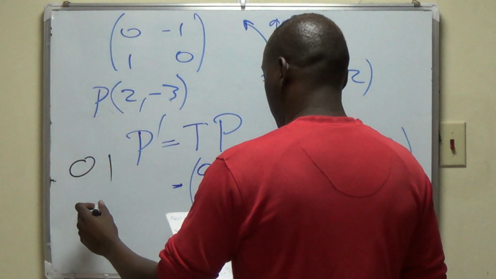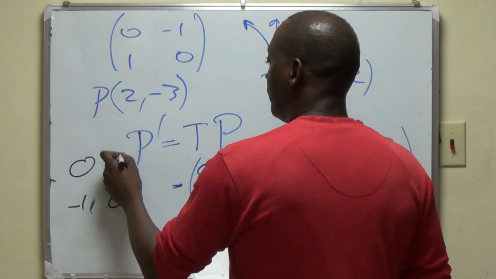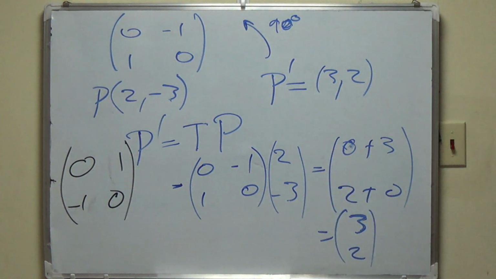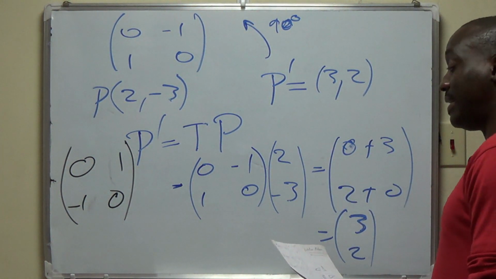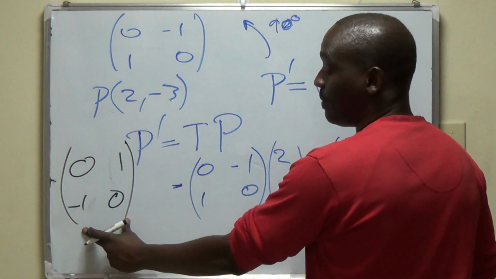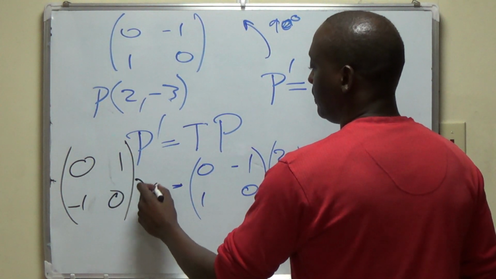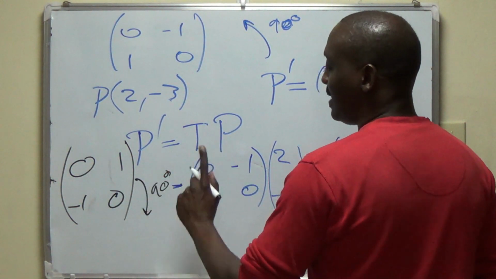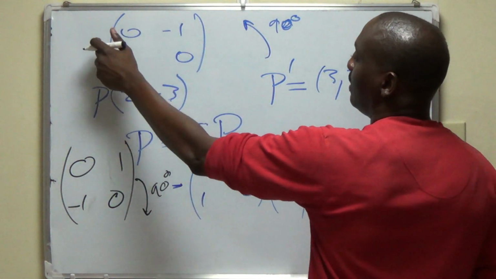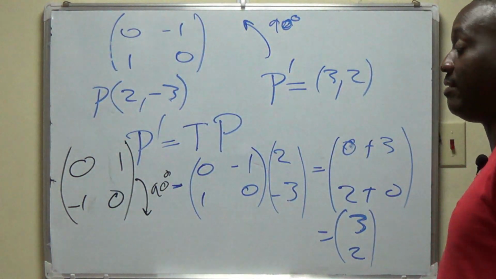0, 1, minus 1, 0. Right? So in black here, we have the anti-clockwise rotation of 270 degrees, which is the same thing as a clockwise rotation of 90 degrees. So you'll be using this matrix for a clockwise rotation of 90 degrees. This would be 90 degrees clockwise, which is the same as a 270 degree anti-clockwise, as opposed to here where you have 90 degrees anti-clockwise. This is the one that you would have more readily available.